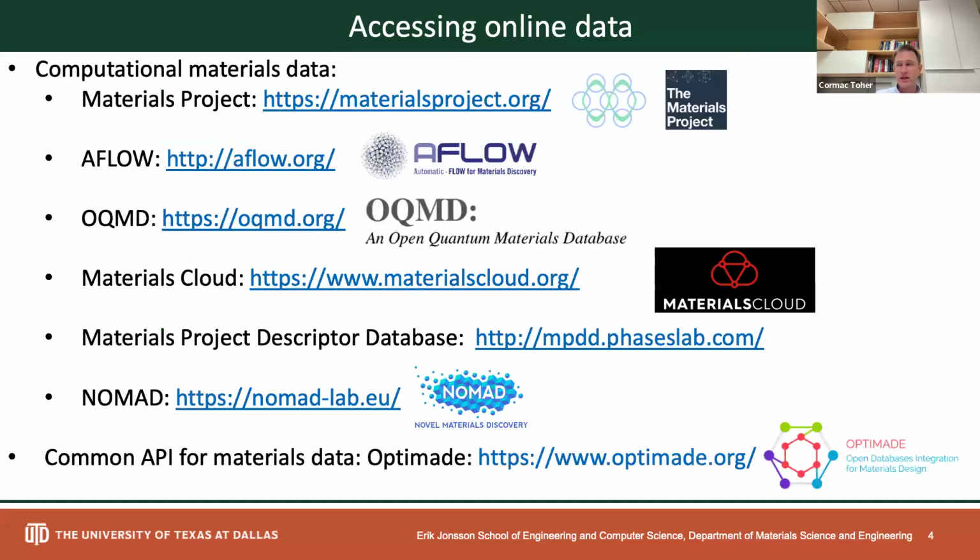Then some of the major computational materials databases are things like the Materials Project Database, the AFLOW Database, OQMD, Materials Cloud, the Materials Project Descriptor Database, and the NOMAD Database, which is kind of an aggregator database and actually contains quite a lot of data from these other databases. And then there's a common API for materials data called OPTIMADE. So today we'll be looking in more detail at the APIs and how you can access data specifically from Materials Project, AFLOW, and NOMAD, as well as how to use the common API OPTIMADE. That's more or less what we'll focus on today.